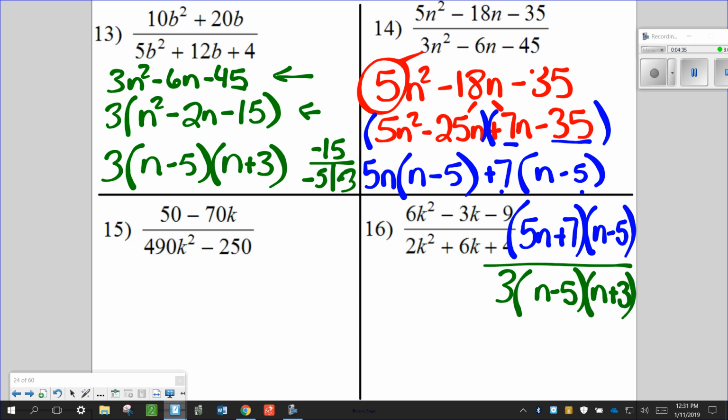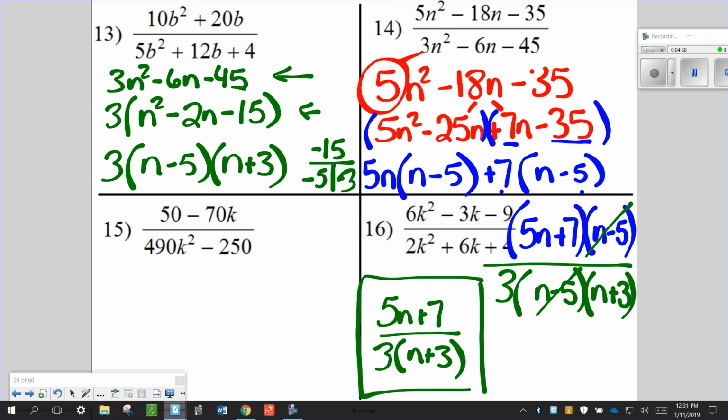Okay. Well, in the numerator I have an n minus 5 as one of my factors, and then in the denominator I also have n minus 5. If you divide n minus 5 by n minus 5, you get 1. So those divide out, and I'm left with a final answer of 5n plus 7 over 3 times n plus 3.